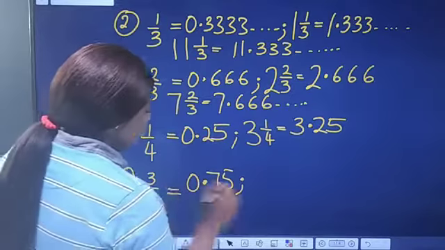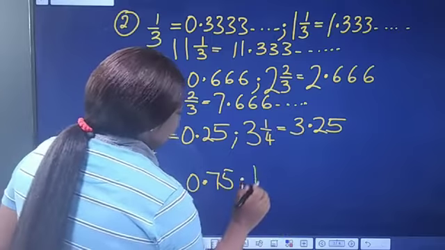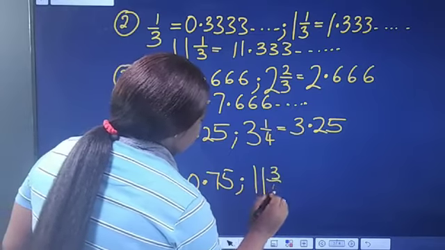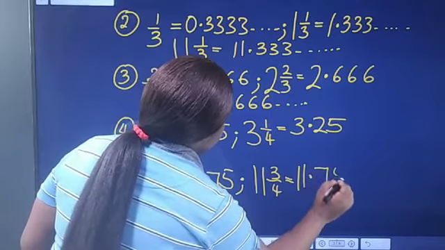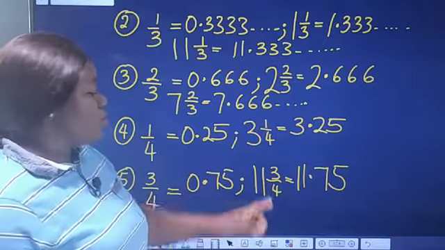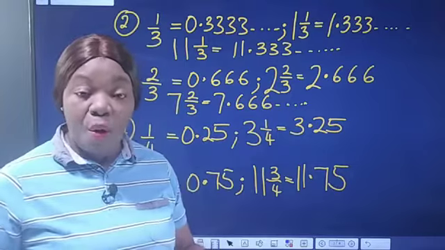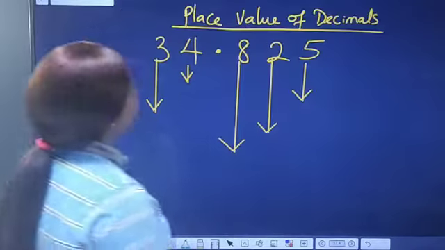Now, if you have 3 over 4 as 0.75, then 11 whole number 3 over 4 will be equal to 11.75. If you have 500 whole number 3 over 4, that will be 500.75. Now let's move to the next one.